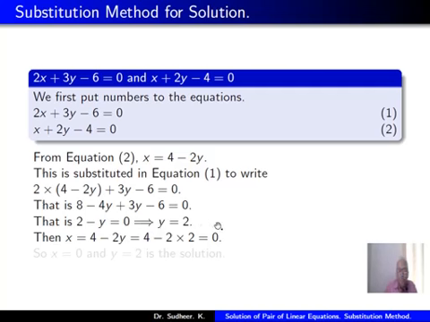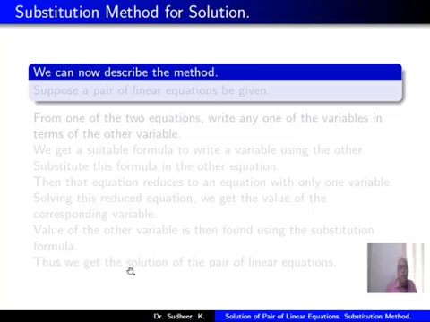Thus, in the solution, one of the variables you found. Now, what is x? x equal to 4 minus 2y. So, x equal to 4 minus 2 into 2, that is equal to 0. So, x equal to 0 and y equal to 2 is the solution. So, now we can describe the method of substitution.